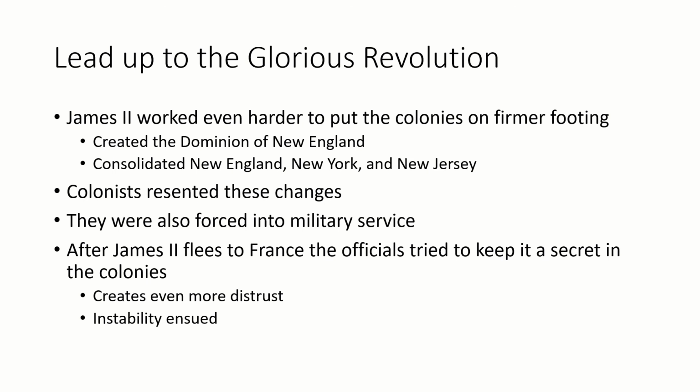And then you have the invasion by Protestant William of Orange, where they basically said, come take the throne from this guy. We don't like him. So James II flees to France. Funny enough, the colonists don't learn about this until later. The officials in Boston and New York tried to keep the news of this Glorious Revolution secret, which obviously made people mad and simmered the hostilities between the leaders and the people.